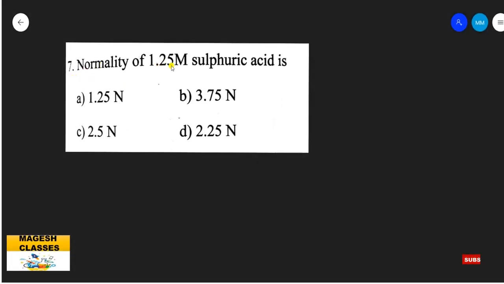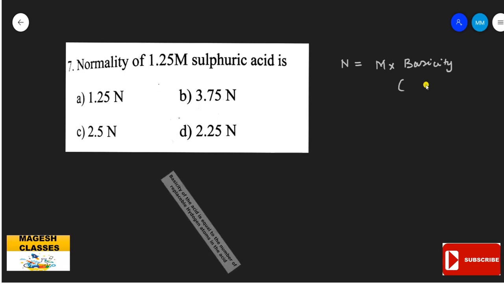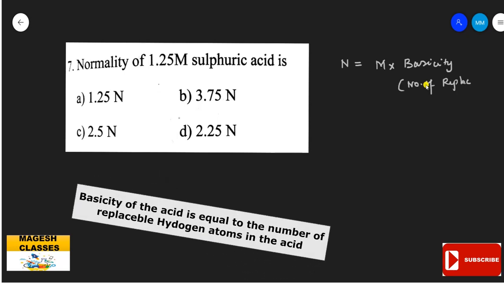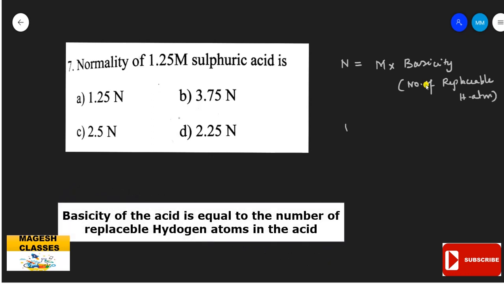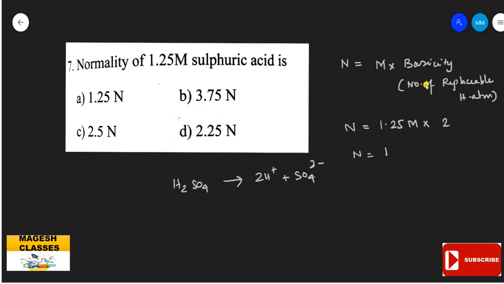Question number 17. The normality of 1.25 M sulfuric acid is. The normality of the acid is equal to molarity into its basicity, that is, the number of replaceable hydrogen atoms. So normality is equal to molarity, which is given as 1.25 M, into the basicity of sulfuric acid. What is the number of replaceable hydrogen atoms? It ionizes to give 2H plus and sulfate ion. So it is 2. So normality is equal to 1.25 into 2. It is 2.5. The answer is C.